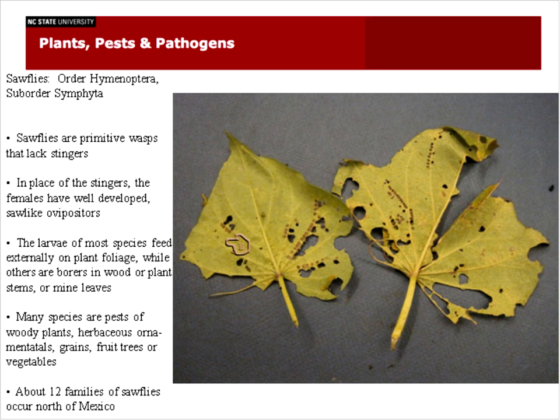A great many species of sawflies are pests, especially of trees. There are many forestry pests among sawflies. Some species also feed on herbaceous ornamentals. There's a few that are pests in grain crops like wheat, feed on fruit trees, and even some on vegetables. There are a number of species of sawflies, and here in the U.S. and Canada, north of Mexico, there's about 12 families altogether.